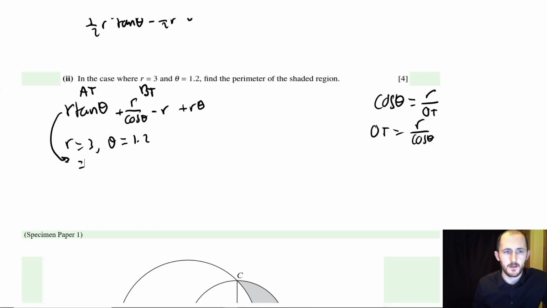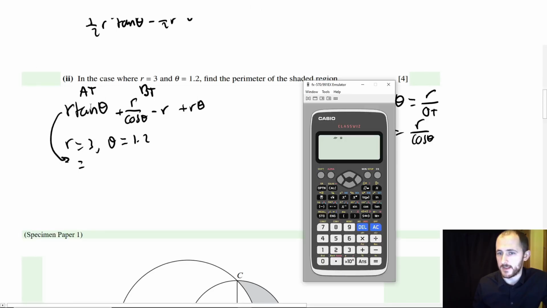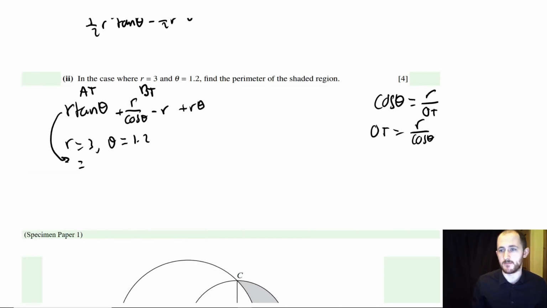So again, there is trigonometry inside this, tan and cos. So check, I've got the r, not the d, and we're using radians, so that's correct. So now what we need to do is type it in. So we have 3 tan 1.2, plus bracket 3 over cos 1.2 minus 3 plus 3 times 1.2. So with radians, you don't tend to get a very nice answer, but that's totally fine. We get 16.6, I'm going to call it.